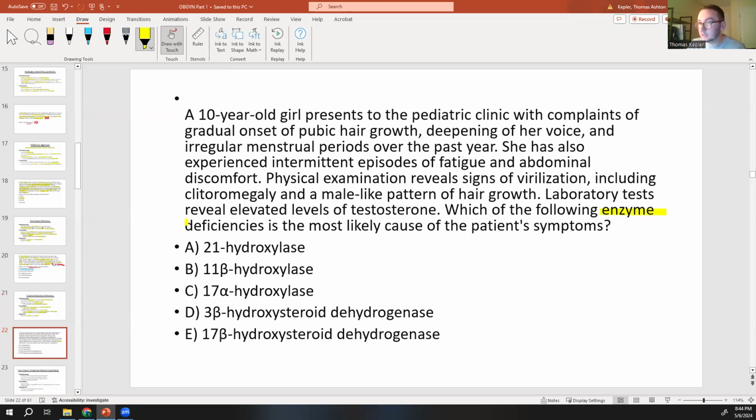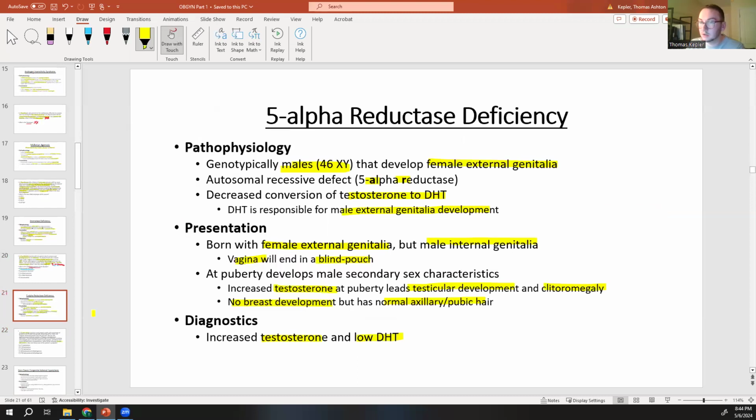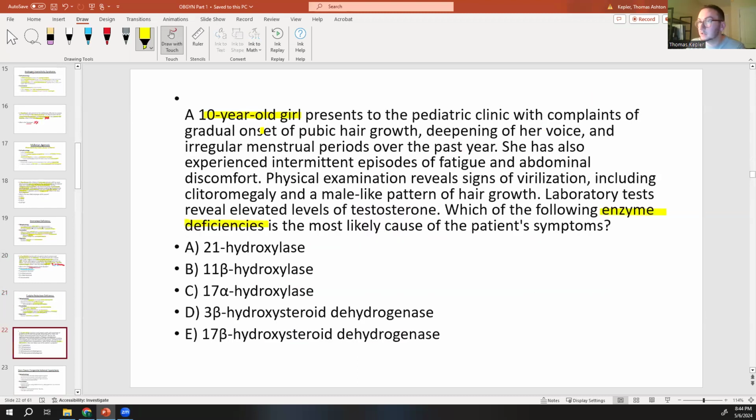So here we're asking about enzyme deficiencies, and we have a 10-year-old girl, so a little bit younger than what we have been having. And she has this gradual onset pubic hair growth, deepening of her voice, and irregular menstrual periods over the past year. Not completely abnormal for a 10-year-old to be having menstrual periods. However, it is a little early. She has also been having fatigue and abdominal discomfort.